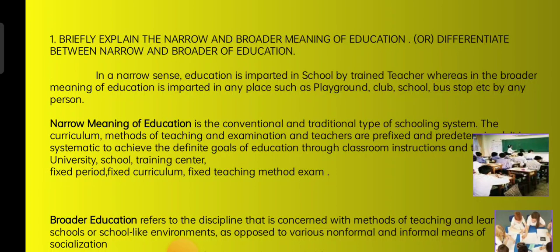So once again we will read about this. See, in a narrow sense, education is imparted in school by trained teachers. We have to complete B.Ed or something equivalent to that, some degree. The teachers are trained and they are teaching us. Is that clear? For kindergarten, Montessori is very important. For KG teachers, they finish nursery training. For primary 1 to 8 or so, they complete a diploma, and then for high school they complete B.Ed, and then M.Ed.